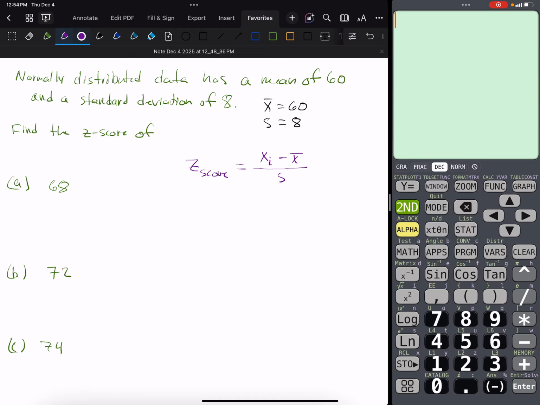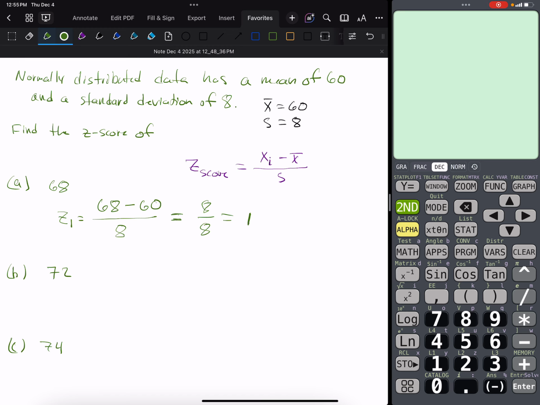Okay, so to calculate the z-score of 68, practically all I'm going to do is take 68, subtract 60 from it, and divide it by 8, because 60 is my x bar, 8 is my s, and 68 is the data point that I care about here. And so my z1 here, I'm just using a 1 subscript because it's the first one we've calculated in this problem, is going to be 8 divided by 8, which equals 1.